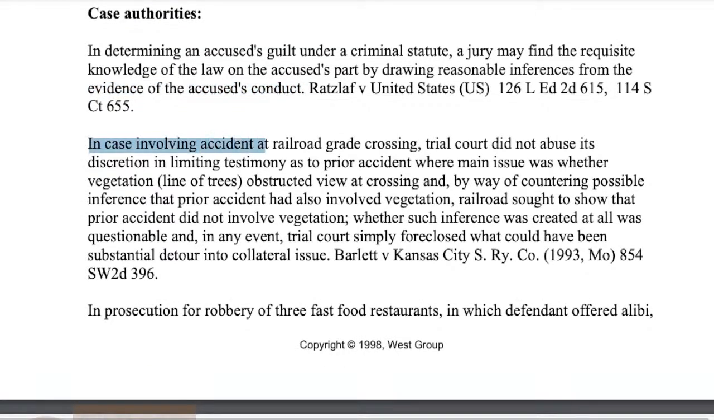In a case involving an accident at a railroad grade crossing, yikes. These are not pretty. The trial court did not abuse its discretion in limiting testimony as to a prior accident where the main issue was whether vegetation, a line of trees, obstructed the view at the crossing, and, by way of countering a possible inference that the prior accident had also involved vegetation, the railroads sought to show that the prior accident did not involve vegetation. Whether such an inference was created at all was questionable, and in any event, the trial court simply foreclosed what could have been a substantial detour into a collateral issue.